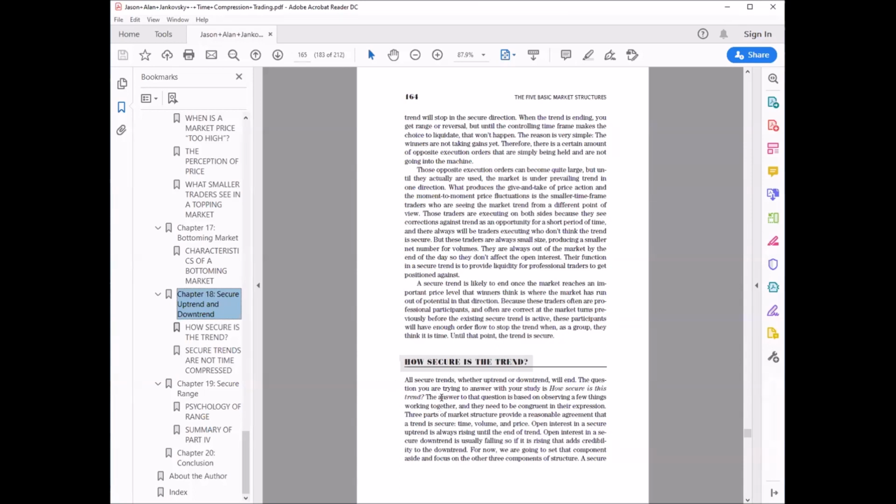So the answer to that question, how secure is the trend, went off on a little tangent, but I think it was important, is based on observing a few things working together. They need to be congruent in their expression. 3 parts of market structure provide a reasonable agreement that a trend is secure: time, volume, and price.